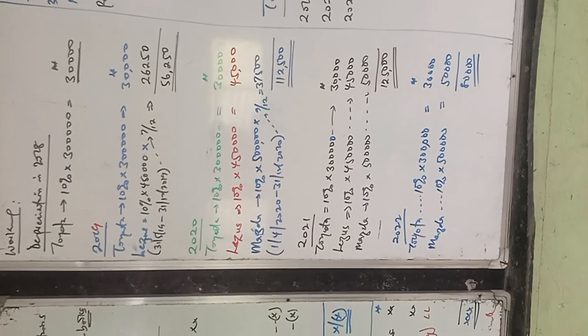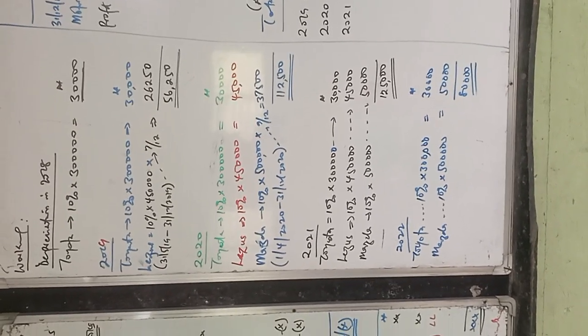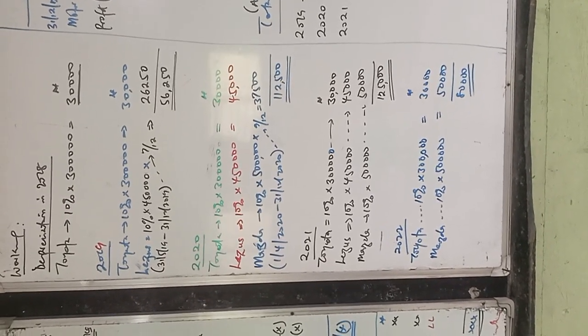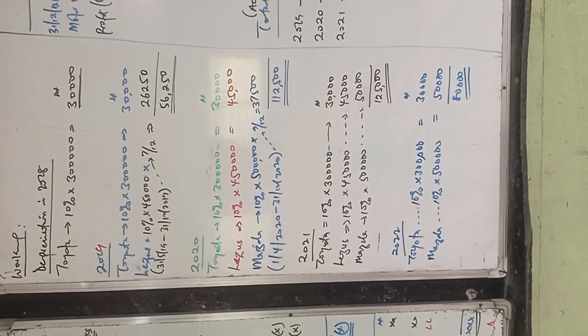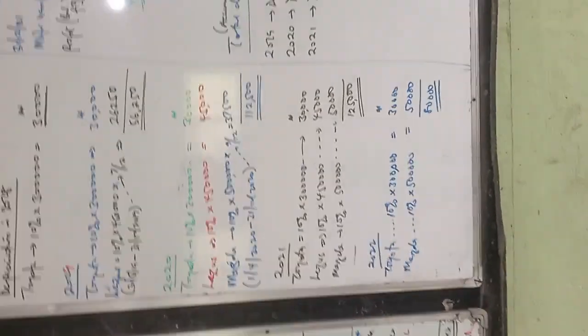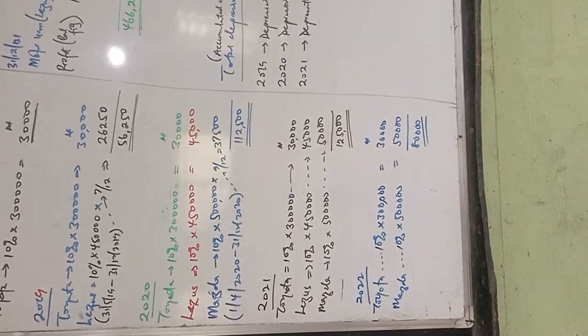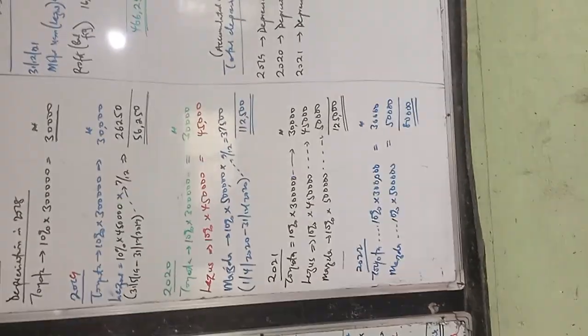The amount in 2018 where it was only the Toyota that was bought, the amount of depreciation to be charged in 2019 where the Lexus was acquired on a pro rata basis, 7 months. Then the amount in 2020 for the 3 assets, and then the amount in 2021. And what happened, the event in 2022 when there was disposal.